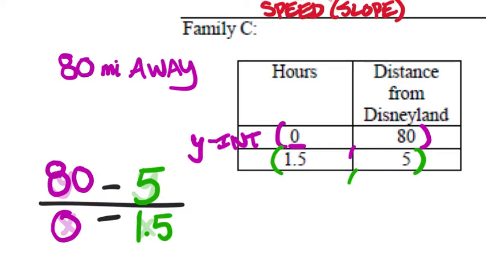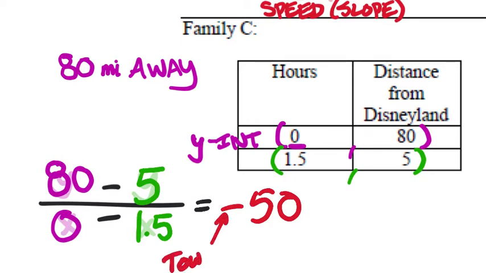So I'm going to go to my calculator. I push the n over d button. I got 80 minus 5 all over 0 minus 1.5. I push enter, and the calculator says we get negative 50. Okay, now don't worry about the negative. Once again, the negative here, that just tells us they're going toward Disneyland, okay? They're getting closer to Disneyland. But this would then tell us that they're traveling at 50 miles per hour.